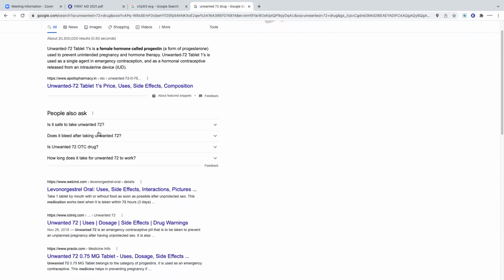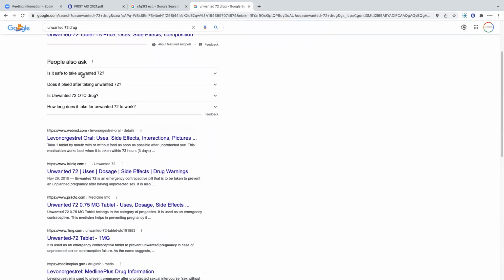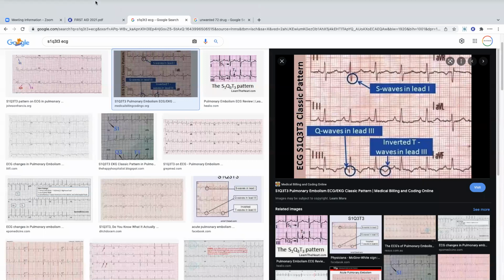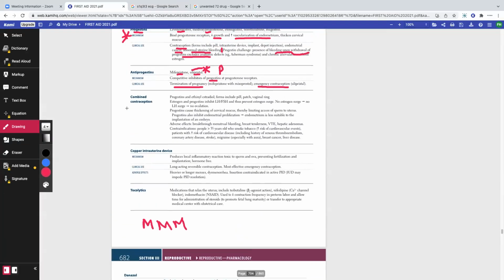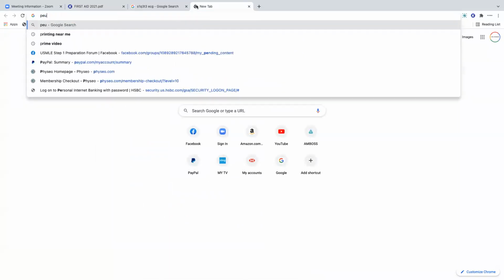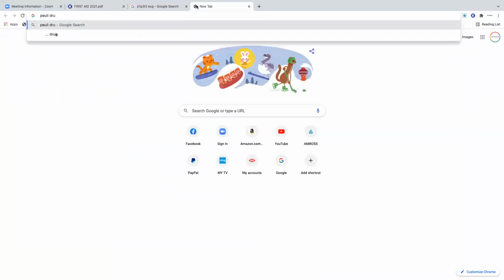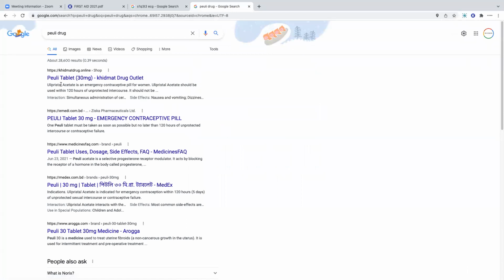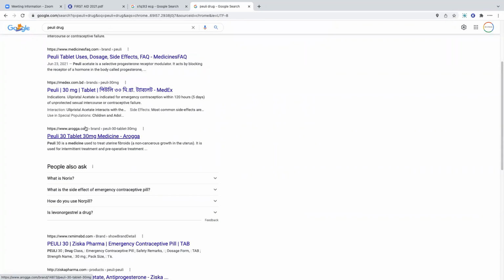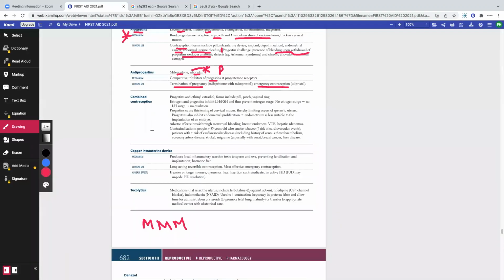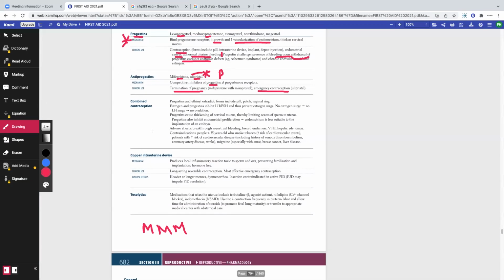This is not uniprostol. Okay. This is uniprostol. Uniprostol acetate. Now, where were we? We were talking about antiprogestins and terminations of pregnancy.